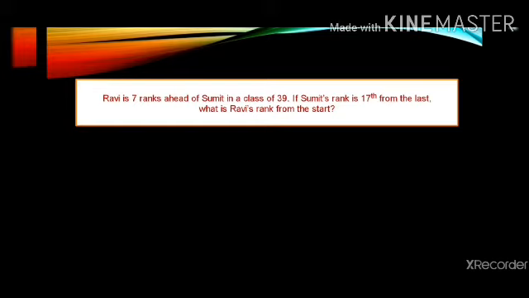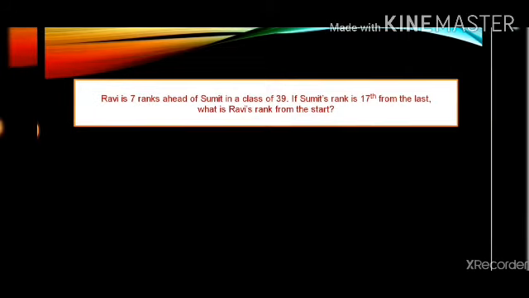Now Ravi is 7 ranks ahead of Sumit in a class of 39. Here a little different question is there with the same concept. We are given the rank of Ravi relative to Sumit. Let's see what other information we have. If Sumit's rank is 17th from the last, what is Ravi's rank from the top as per the information that is given to us in the question?